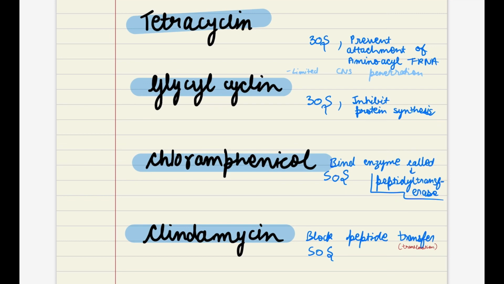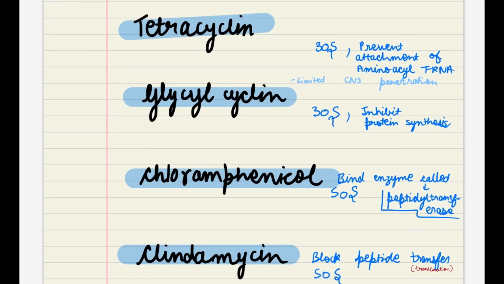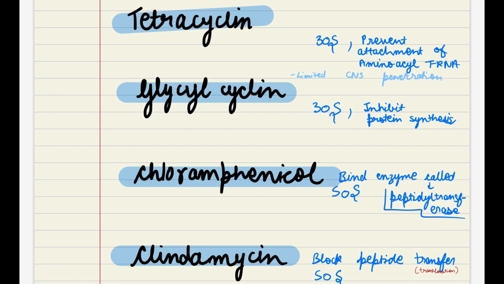Yes. So what we're gonna cover today is these four classes of drug just in front of you: the tetracycline, glycylcycline, chloramphenicol, and clindamycin. Now, what are these drugs? Which category do they come under? They are bacteriostatic, that prevent bacterial growth. When we have bacteriostatic, what is the other class of drug that comes to your mind? The other class is bactericidal, that kills the bacteria. Now over here, these four are bacteriostatic, not bactericidal.